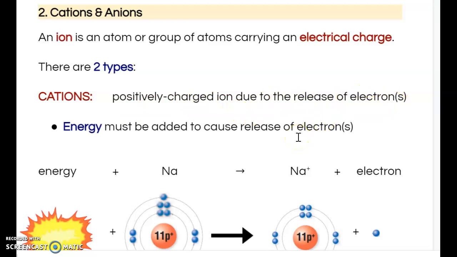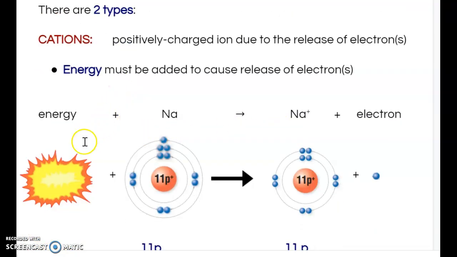So cations don't want to have these electrons. They say, you know what, I want to get rid of my electrons. Some sort of energy must be added to cause the release of electrons, and this can happen through a chemical reaction, through a combination of two ions. We'll learn a little bit more about that.